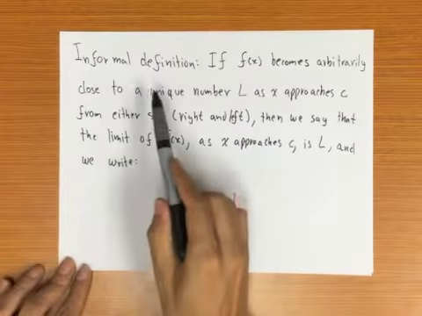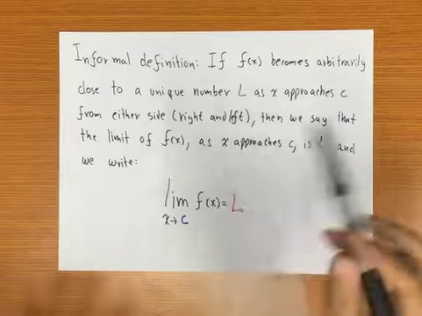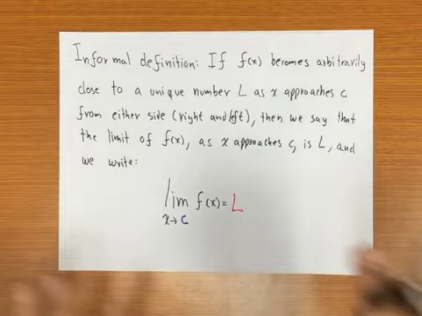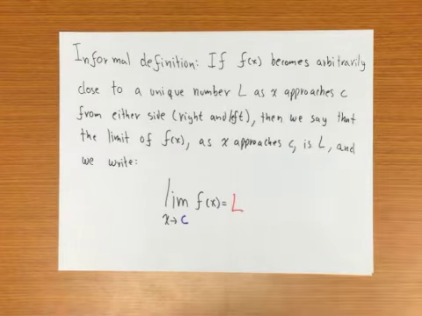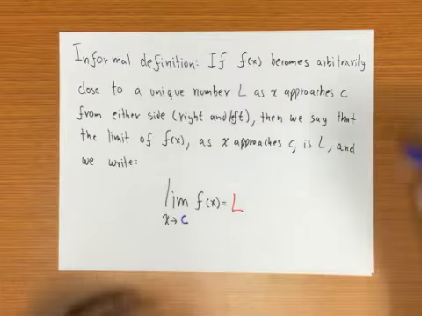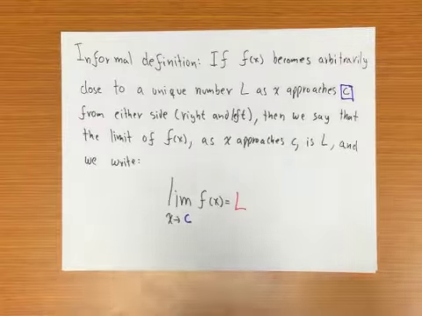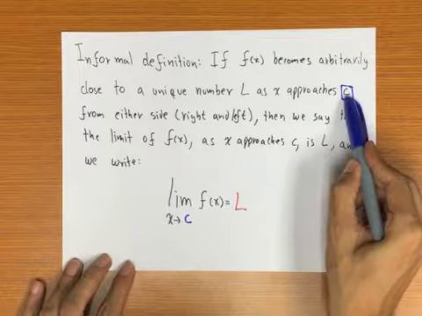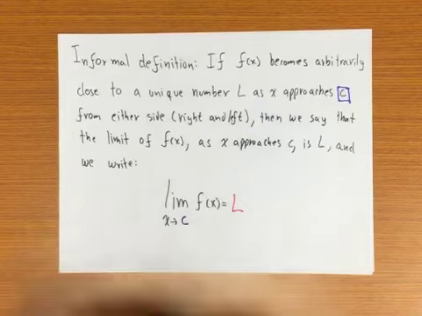We have that if f of x, that is a function, remember this thing is a function, becomes arbitrarily close to a unique number, that means that you can approach any number that you want. That number L, this is for y, as x, this is an important thing, as x approaches some number called c, this will be any number that I will assign to x. So when x approaches any number that you want, from either side, we have two sides, right side and left side.